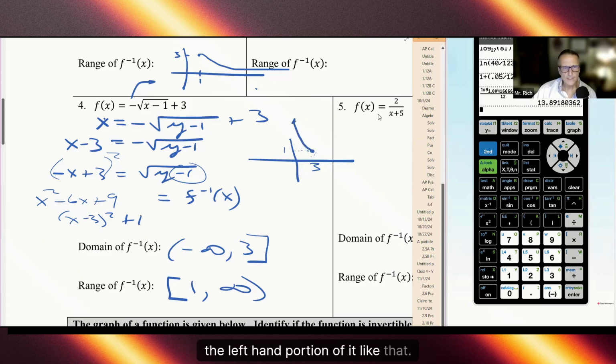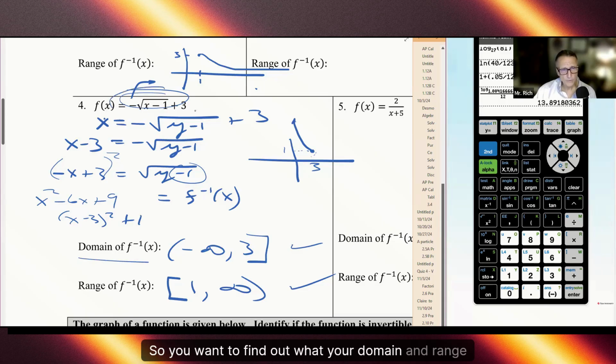My bottom line here is that when you're finding the domain and range of these functions, especially radical functions that convert to quadratics, you're going to have a restricted domain. So find the domain and range of the original function, and then flip them to become the domain and range of the inverse.